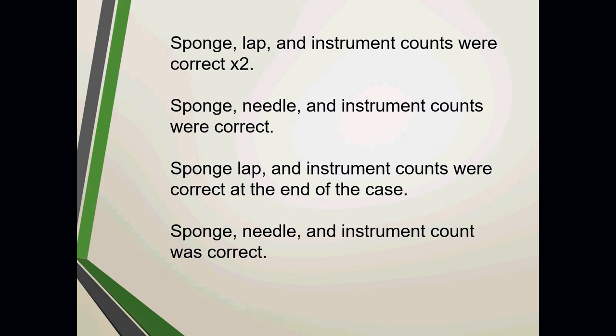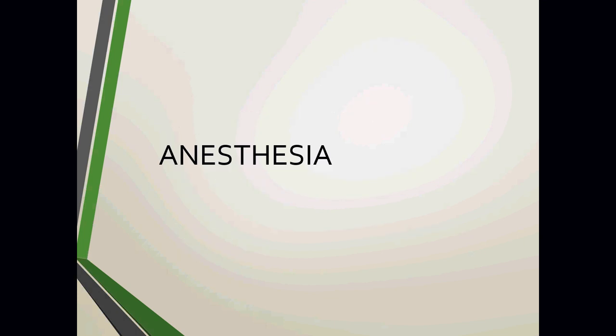Sponge, lap, and instrument counts were correct times 2. One thing I do want you to note on this one is that many times doctors will say counts was or count were or something like that because they're multiple. Just make it grammatically correct. If they say counts, make sure that the verb is were. If they say count, make sure it's was. It's proper either way, but the verb needs to match the subject. Again, that's very important to note, okay?